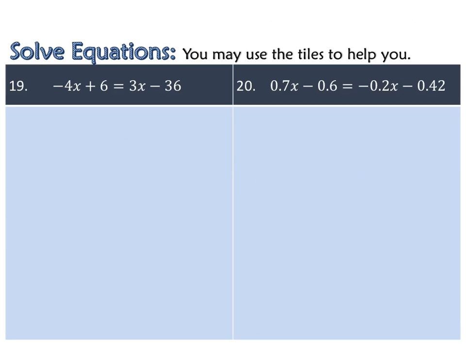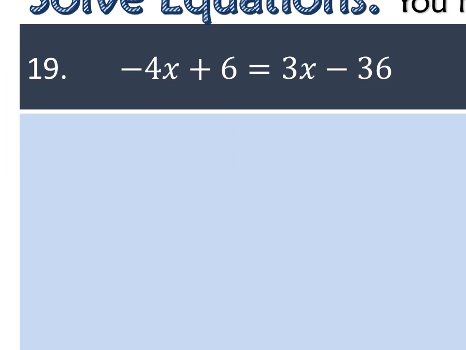So here's our next one. Negative 4x plus 6 equals 3x minus 36. All right. So again, just for me, I'm going to put the x's on the left and the numbers on the right. But let's say that you were like, dude, I'm going to put my x's on the right and numbers on the left. No problem. You'll still get the same answer, it's just going to look a little different, okay? And I'll show that at the end.